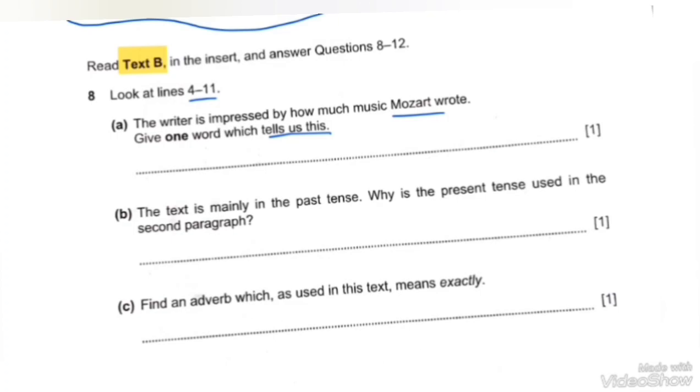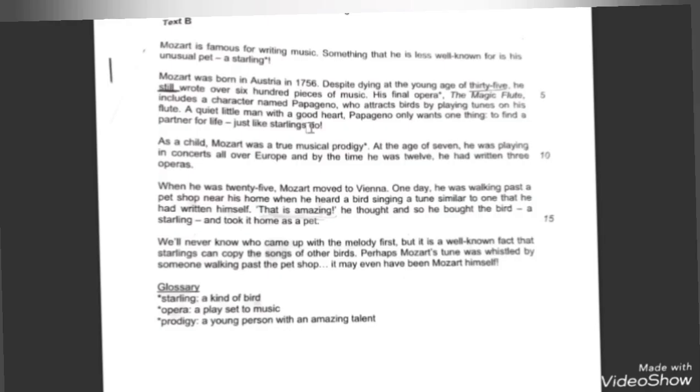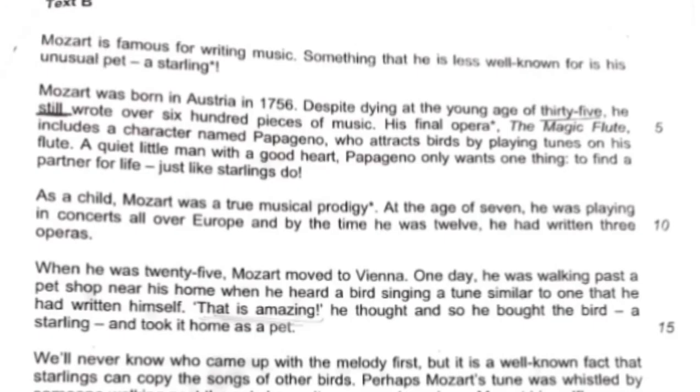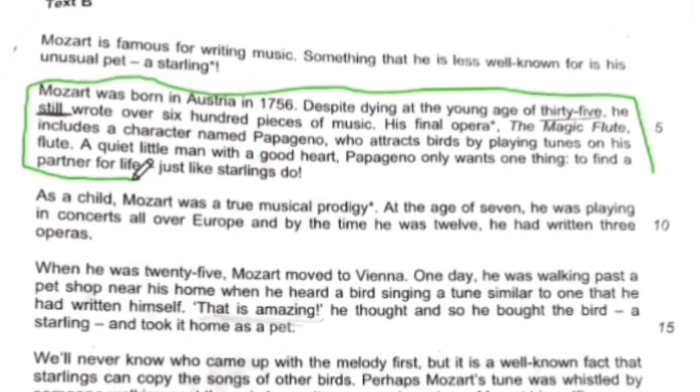He said lines 4 to 11. Okay, 4 to 11. Okay, on this part. A word shows us how far he admires or loves, like, impressed with his music.